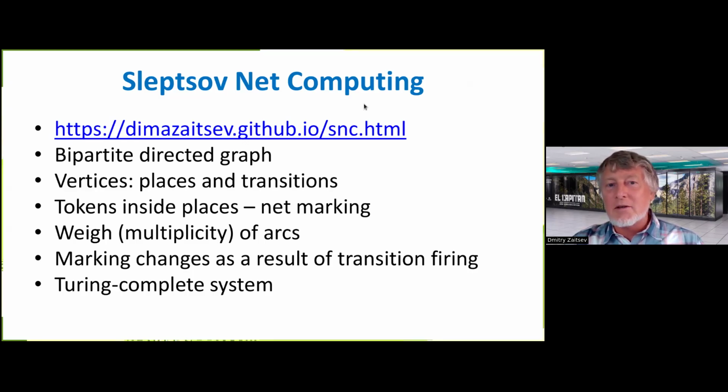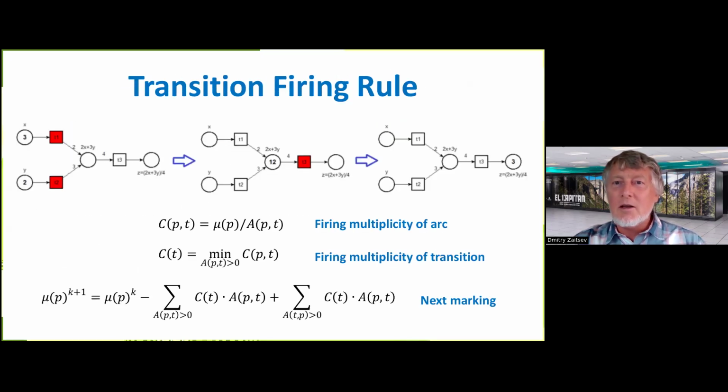A Sleptsov net is a bipartite directed graph with vertices of two types, places and transitions, connected using arcs, maybe multiple arcs. Tokens are situated inside of places and they represent the so-called marking. Marking changes as the result of transition firing. It is proven to be a Turing complete system and it runs exponentially faster than a Petri net, which it generalizes. So we are using this formal system to specify integer approximation. And here we illustrate the transition firing rule, for instance, to compute some arithmetic expression.